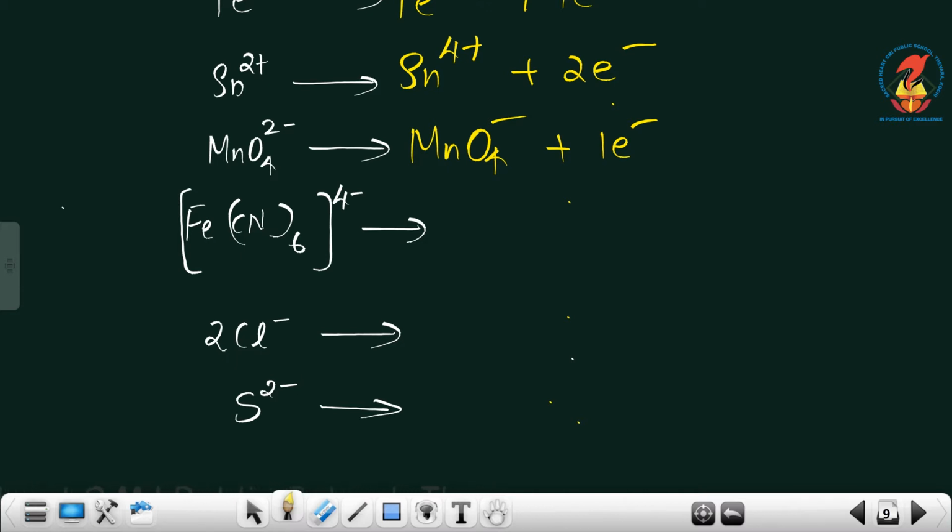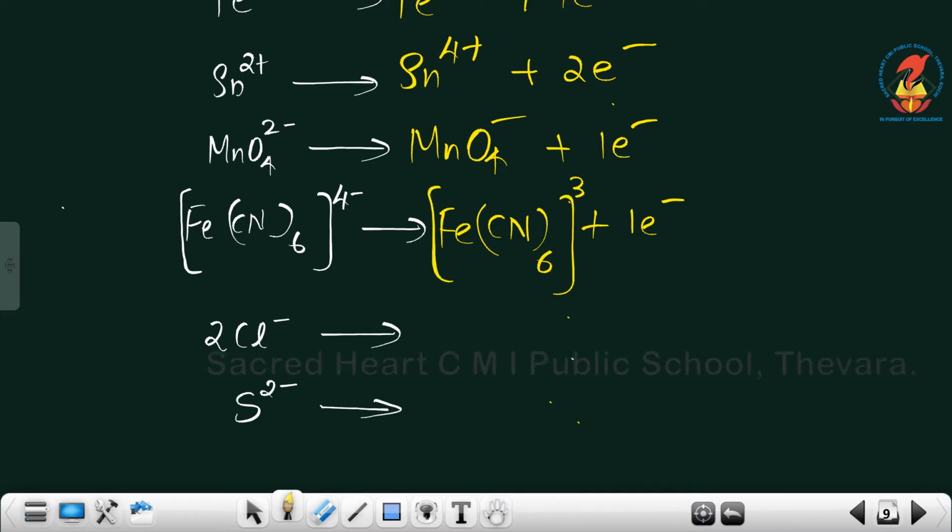Similarly, Fe(CN)6 4-, already it is 4-, with 4 extra negative charges. On losing one more electron, it has already 4 extra negative charges. From that, it is losing one negative charge, one electron. So, Fe(CN)6 4- will become 3-. That means there is a decrease in negative charge, representing oxidation.